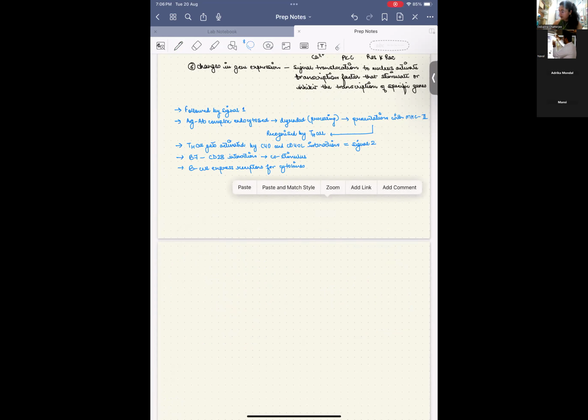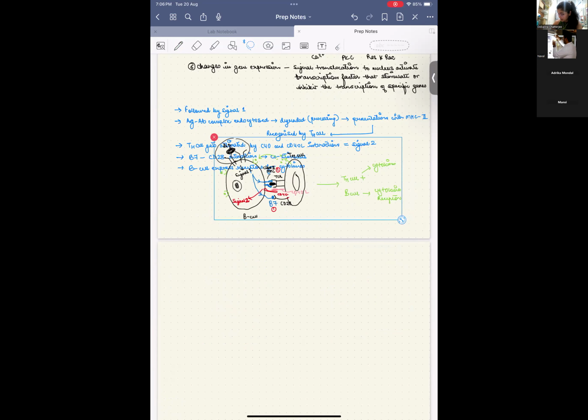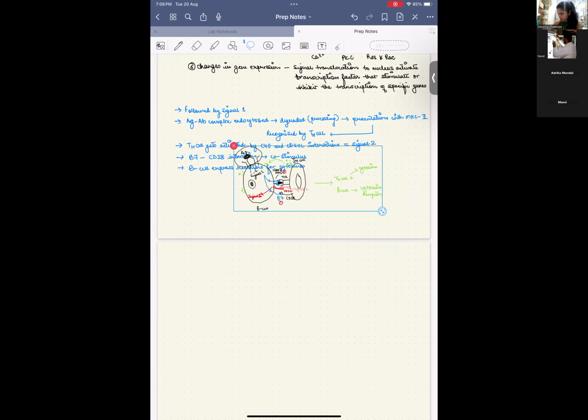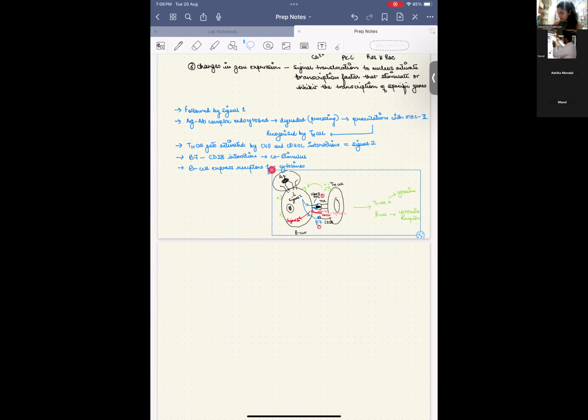B cells. If any one of you have any doubt for whatever has been discussed so far, you can please unmute and I'll just check if I am missing out on anything from the textbook.